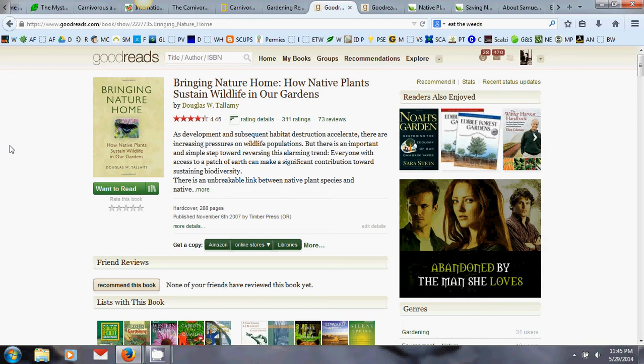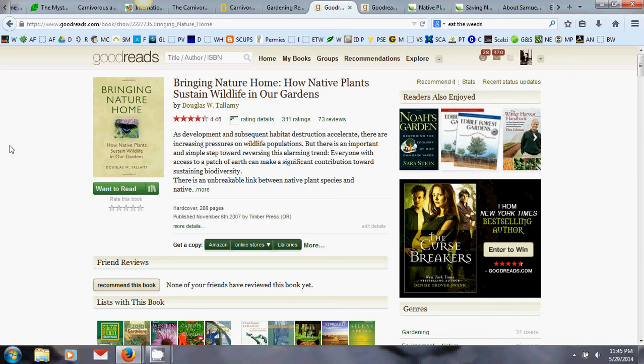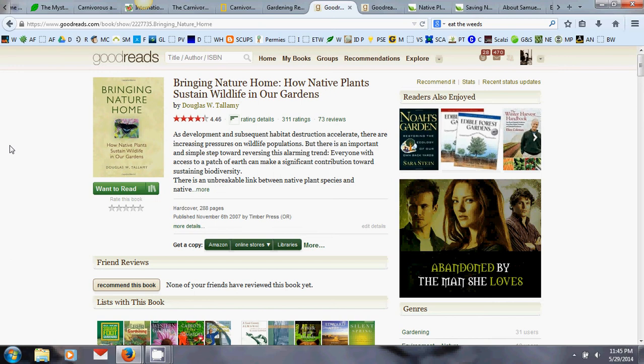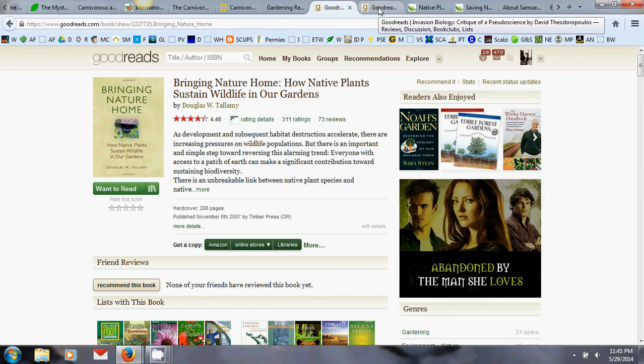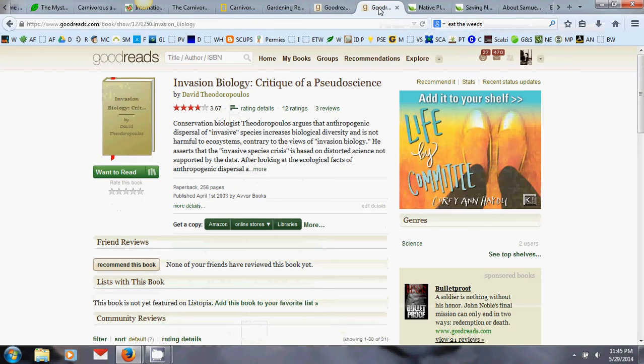So this is a really interesting book about the author's opinion that native plants attract more wildlife to an area. And I think that a lot of times that's probably true. There have been some studies, which we'll talk about in a moment, where people have debunked that. But this is a book that I strongly recommend you read, but I also recommend you read it with an open mind to consider an alternative viewpoint, which is that invasion biology is a pseudoscience.